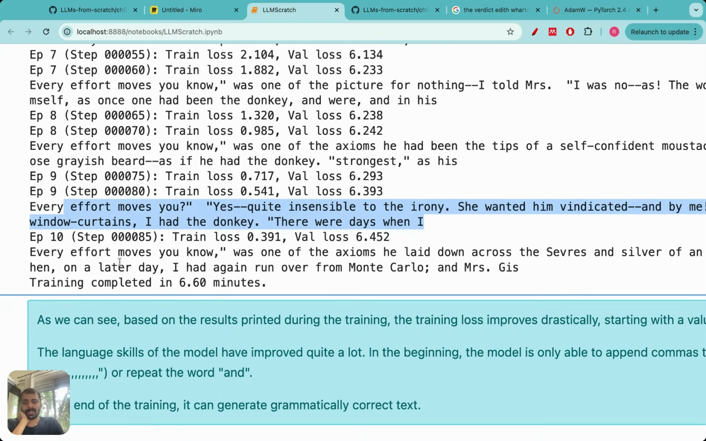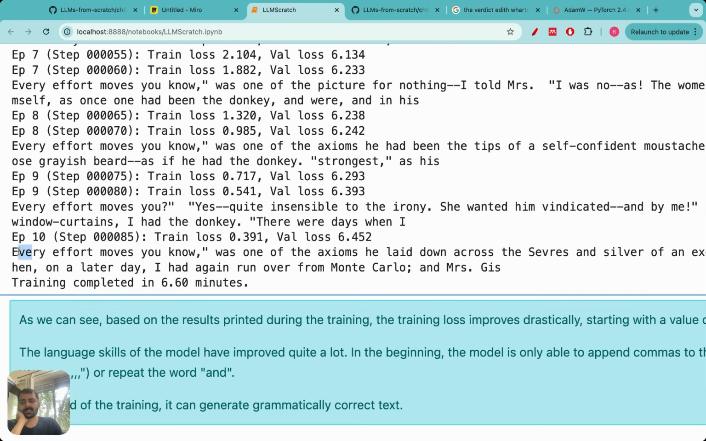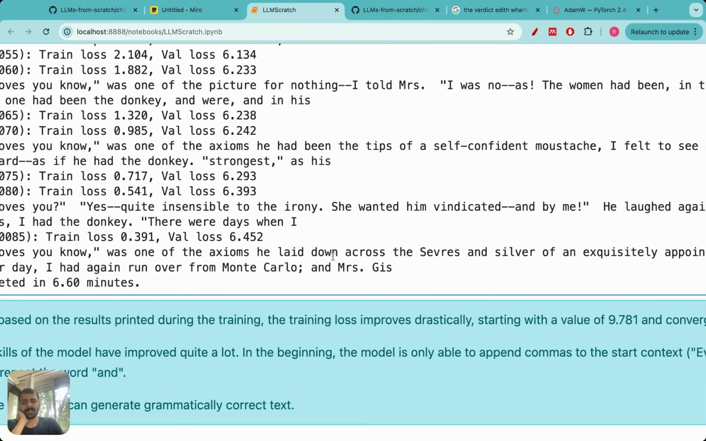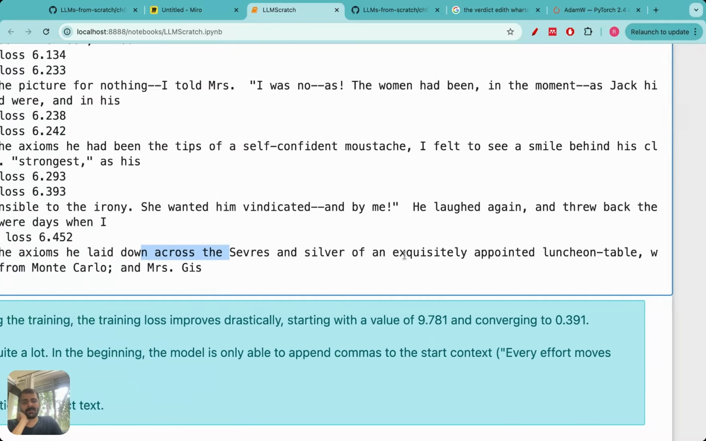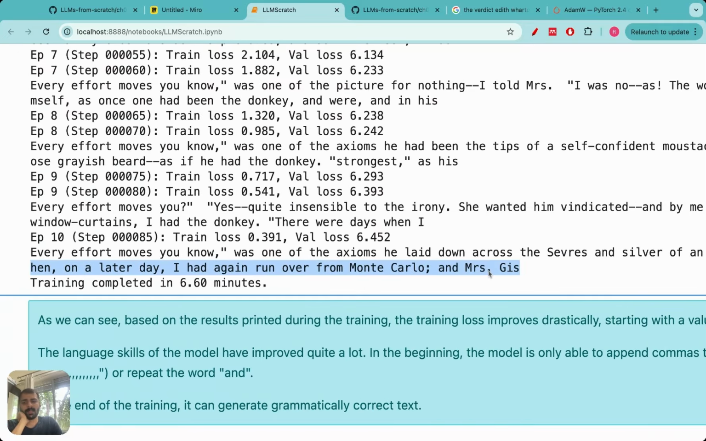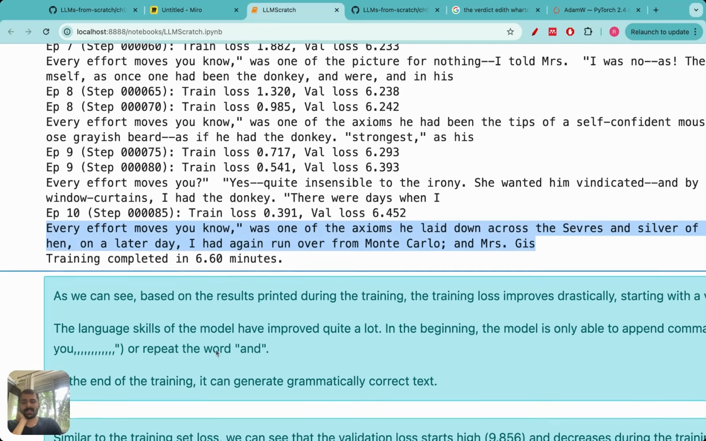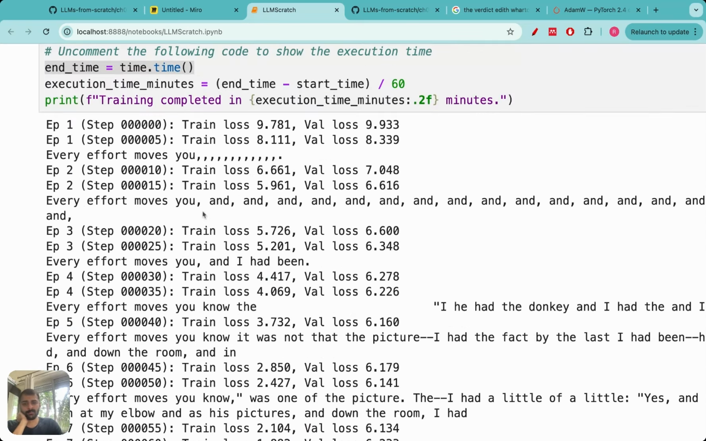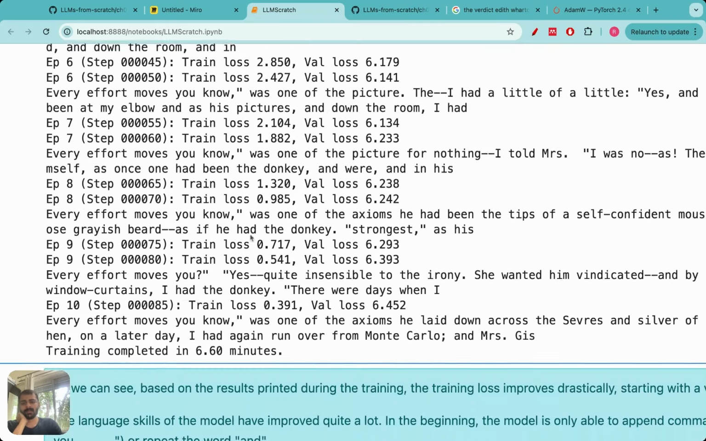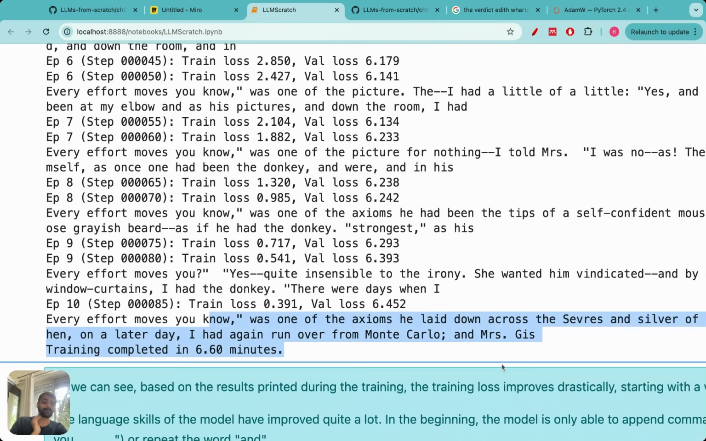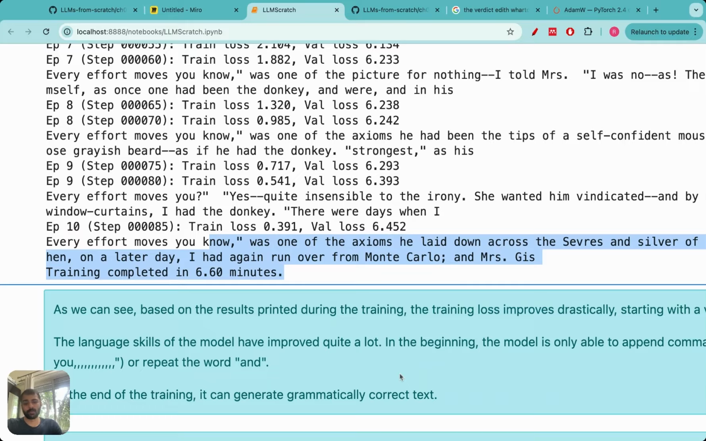So the final text which we obtain at the end of 10 epochs is every effort moves. That was our input. You know was one of the axioms he laid down across the spheres and silver of an exquisitely appointed luncheon table. I had run over from Monte Carlo and Mrs. Gis. This is the output which has been printed. And you'll see that the language skills of the LLM have improved during this training. First it started with comma, comma, comma, comma, comma, and then you will see that this is the output which it is predicting now. So the language skills have improved a lot.